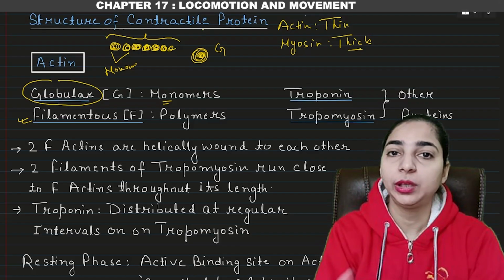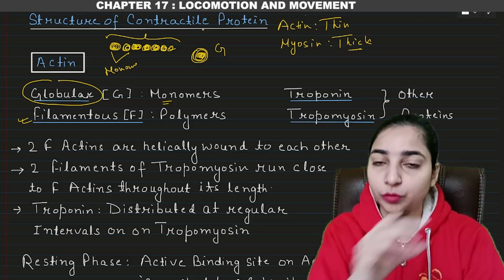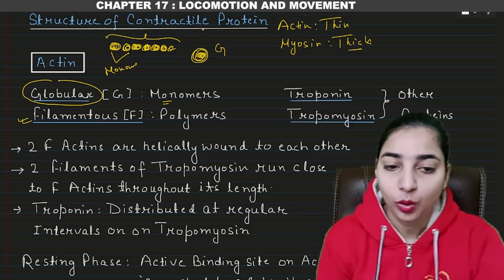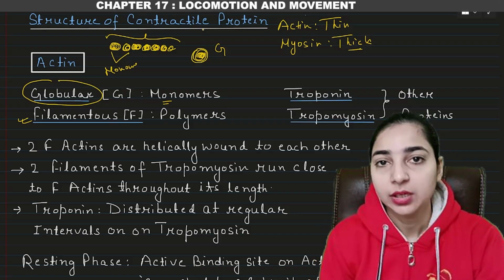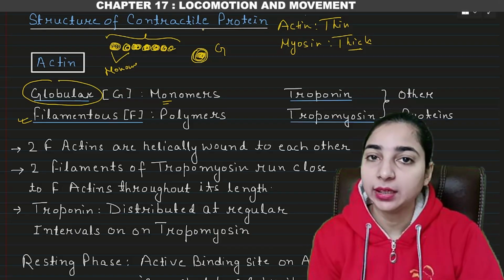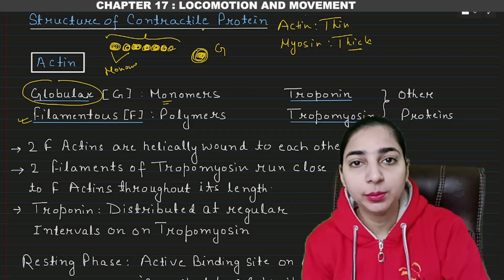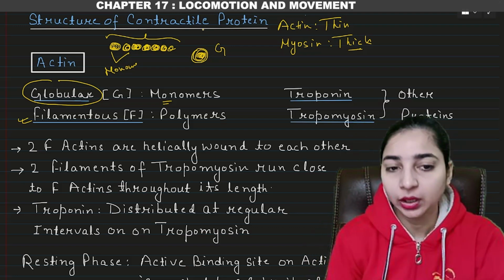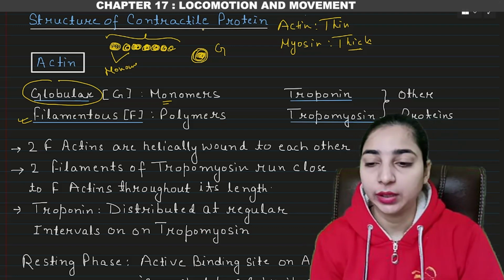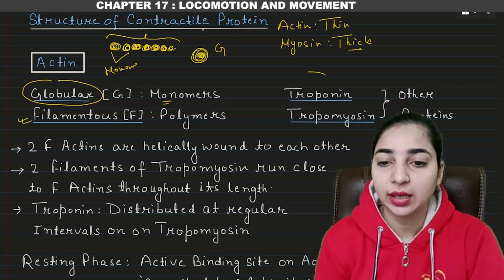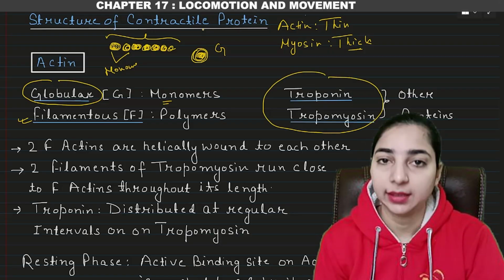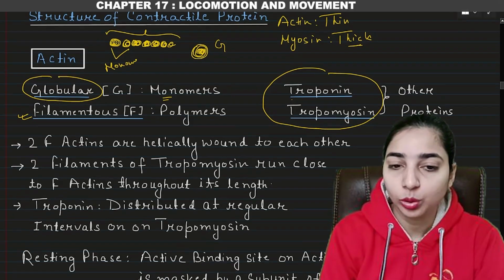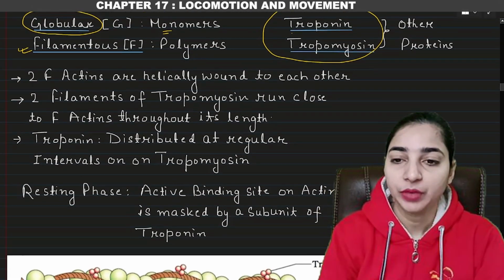And when these globular proteins are repeated many times to form a polymer, then they are known as filamentous or F actins. Okay, so each monomer is known as G actin or globular actin, and each polymer is known as filamentous actin or F actin. Okay, now there are two additional proteins which are involved with the actin, and these are troponin and tropomyosin. So troponin and tropomyosin are also very important.